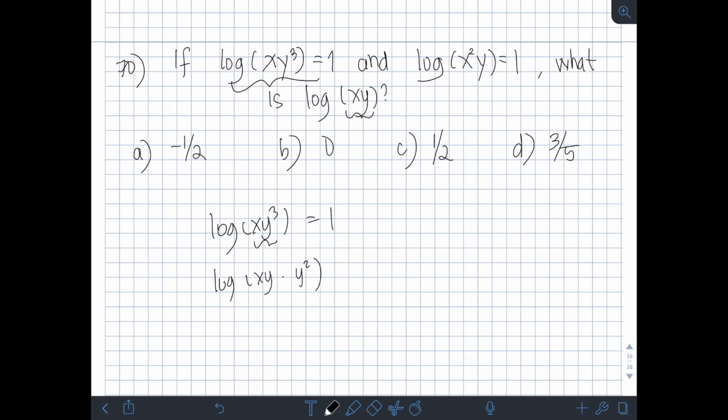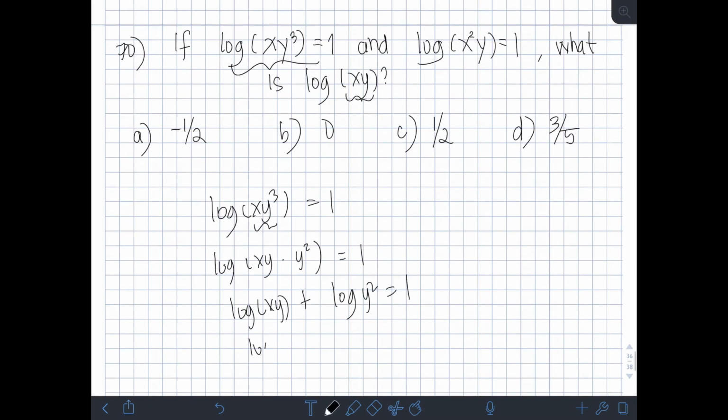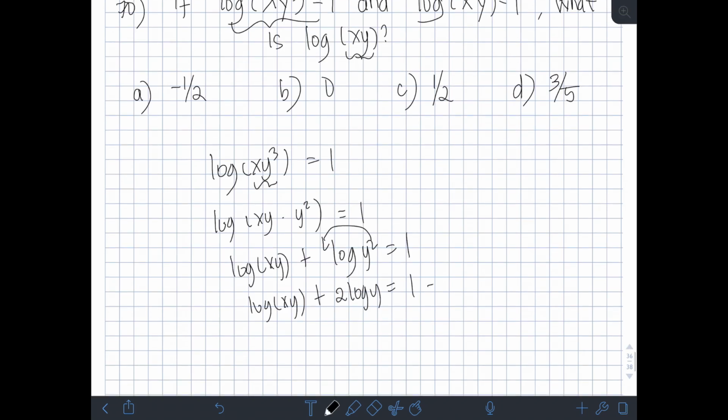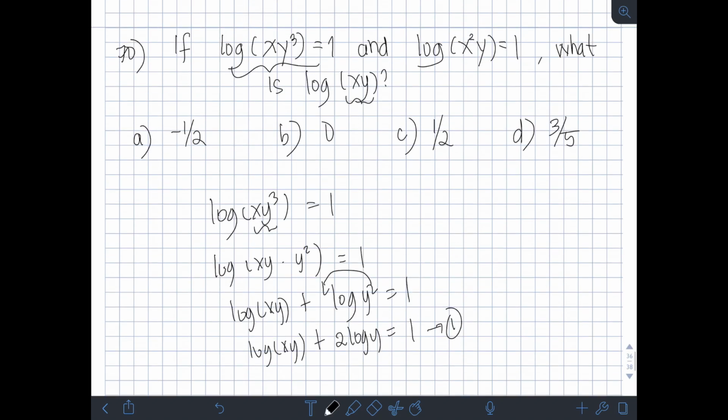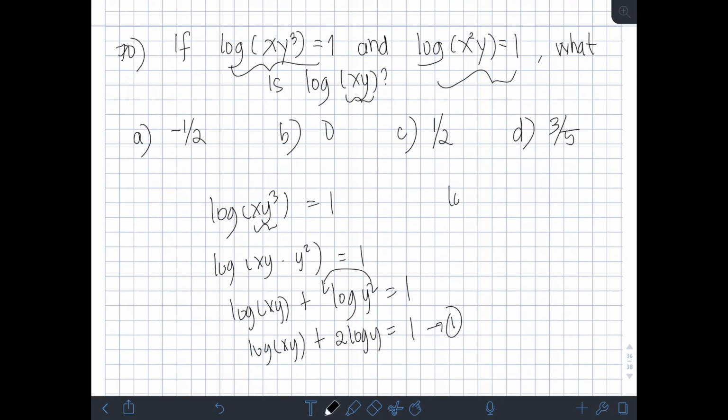So, since gusto natin ng log xy, try nating i-split itong xy cubed as xy times y squared. So para pag hiniwalay natin to using product rule for logarithm, magiging log xy plus log y squared equals 1. Tapos, applying yung power rule naman for logarithm, pwedeng ibaba yung exponent na 2. So, plus 2 log y equals 1. Okay, equation 1.